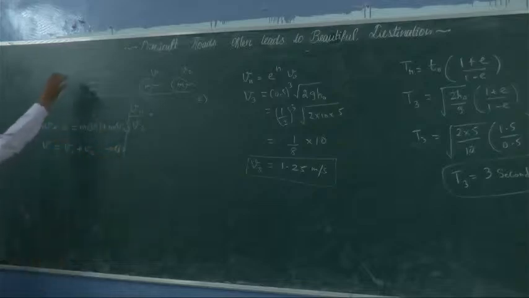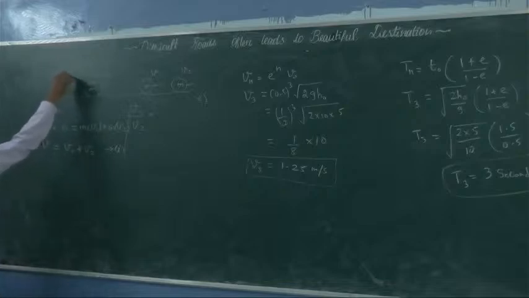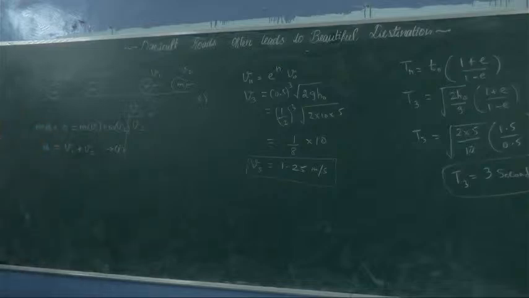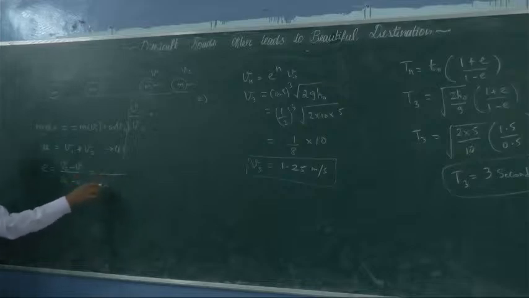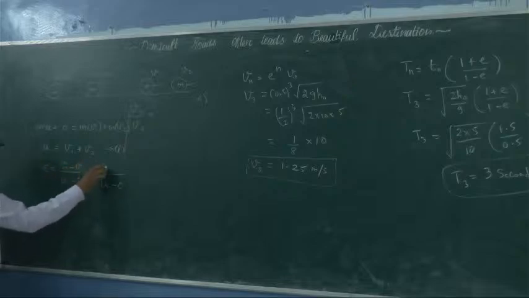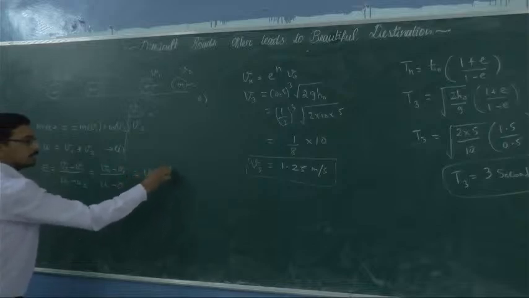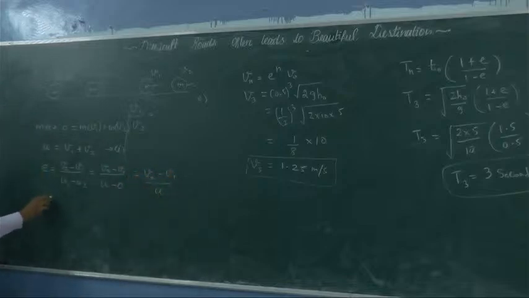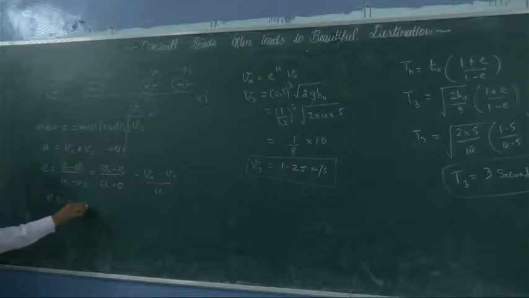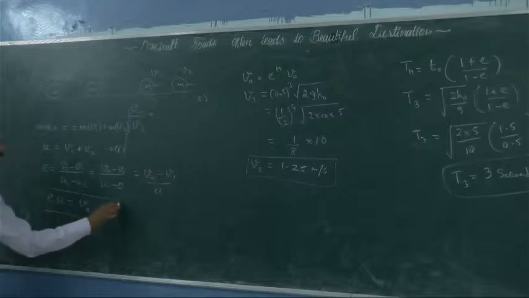A small correction: the initial velocity of the first ball is given as u. So u will come here, and here also u will come. Now I am going to use the definition of the coefficient of restitution. e is equal to (v2 minus v1) by (u1 minus u2). The u1 value is u, the u2 value is 0, so this becomes (v2 minus v1) by u. By cross multiplication, e u is equal to v2 minus v1. Assume this as equation 2.